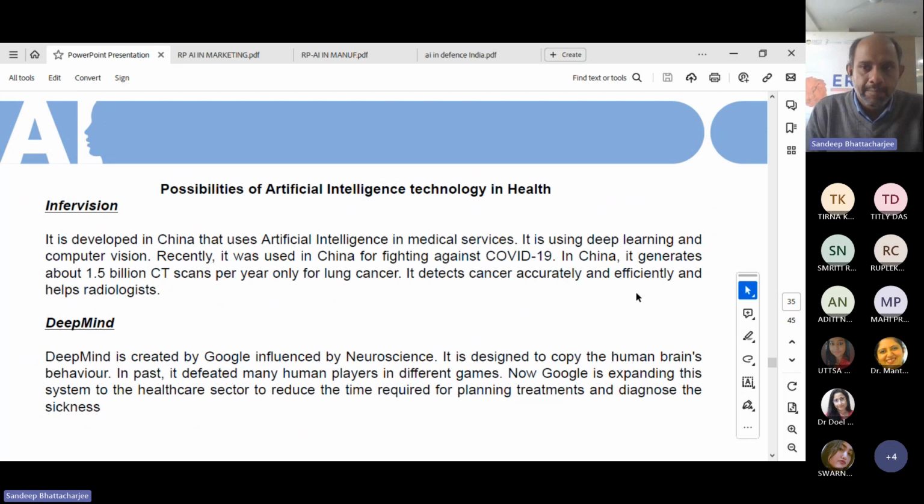So what are the possibilities of AI technology in health? As I mentioned, of course, we all have seen how COVID-19 affected the world. Millions of people were lost during this time in different countries, especially in the US and some European countries and Asian countries also. So they developed two important concepts related to AI in health. One was InferVision. It was developed in China and uses AI in medical services. It is the concept of using deep learning and computer vision. Deep learning means you focus on certain symptoms, let's suppose for one disease, and you keep learning about the roots of those symptoms.